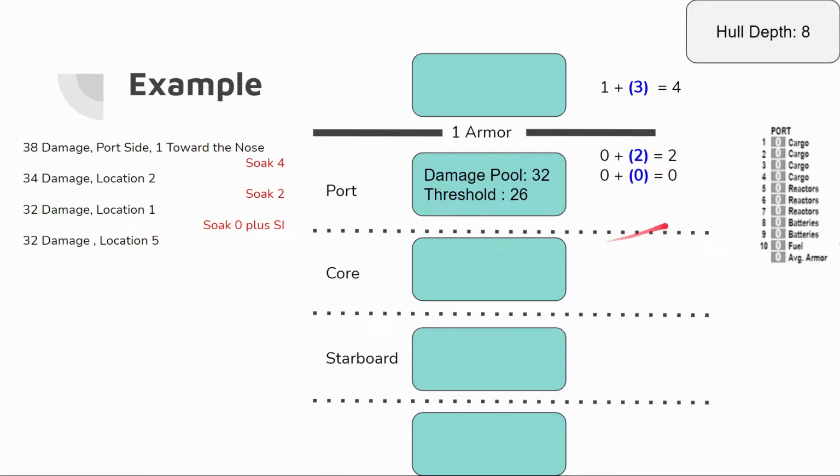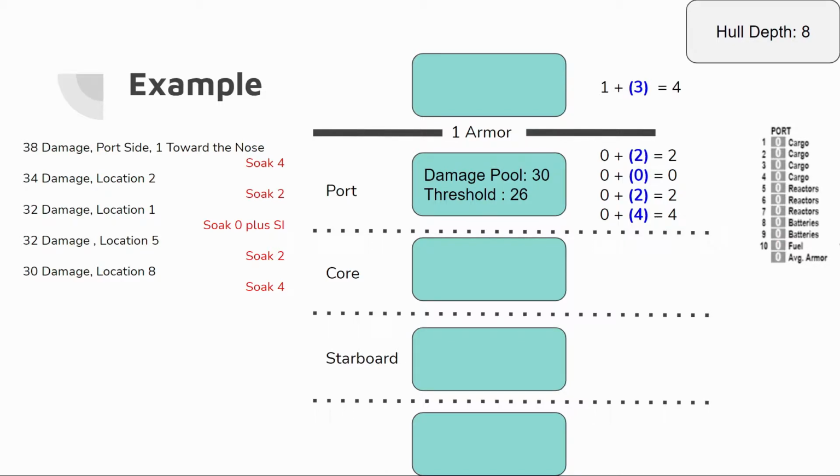location 5, which is a reactor, which has 0 armor. The defender rolls, gets a 2 again, and calls out soak 2. This reduces the damage pool down to 30, and the attacker rolls a new location and calls out 30 damage, location 8. Location 8 is the batteries. So the defender rolled a 4. He'll call out soak 4. And most likely the battery had energy in it, which will be taken care of later as an explosion.